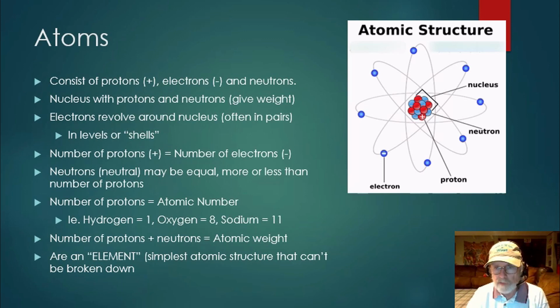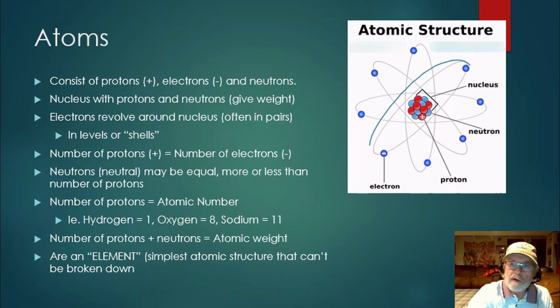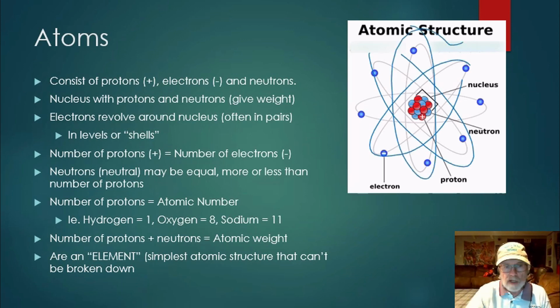If I look at the nucleus, this area right here, we're talking about a conglomeration of protons and neutrons in the nucleus. It actually gives the atom weight. So the nucleus has protons and neutrons which give that atom some particular weight. Around the outside of the atom, we have electrons. And the electrons basically rotate around in shells in different directions. They have orbits that go around the nucleus, and they'll rotate around in shells.